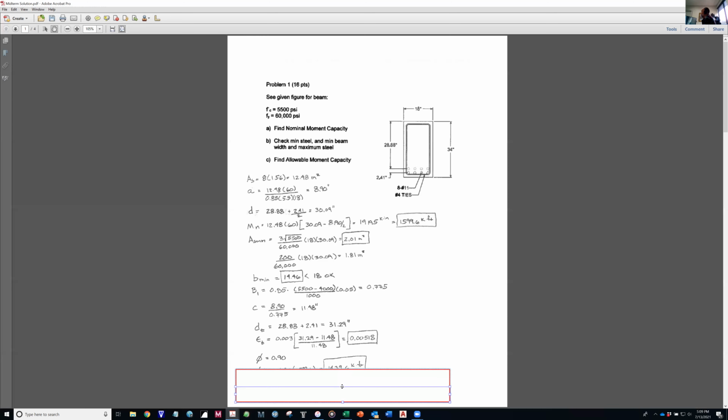And you need this phi of 0.9 to calculate your allowable moment, which is the last part of the problem. Part C is phi Mn. So nominal moment capacity is Mn, allowable moment capacity is phi Mn. Phi Mn is 1439.6. Okay, any questions about problem 1?